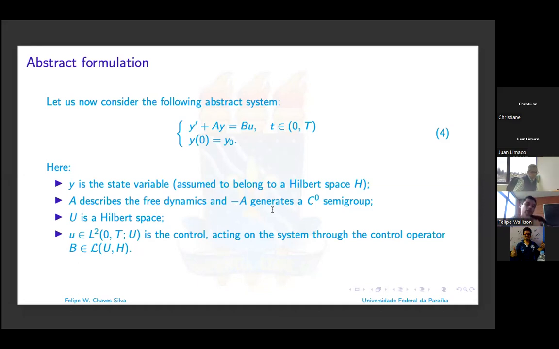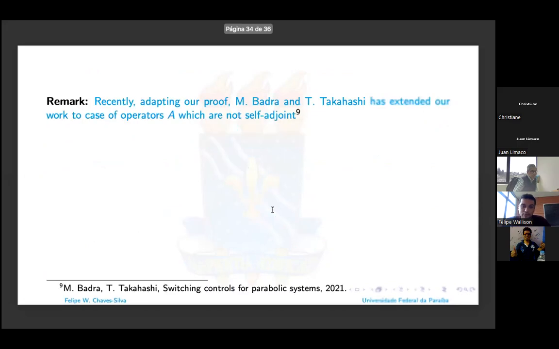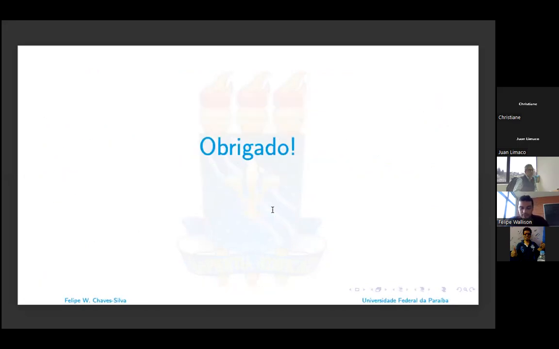Then you can also do some things on the approximate controllability as well. We wrote that in our paper, okay? And you can check on that. Okay, so I think I'll finish my talk here. Okay, so thank you very much.